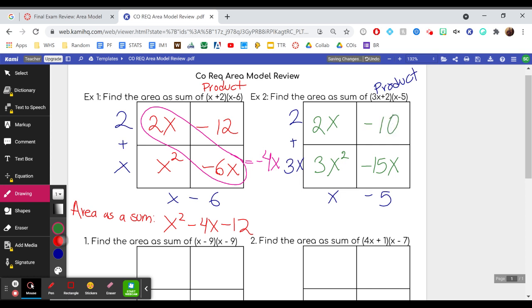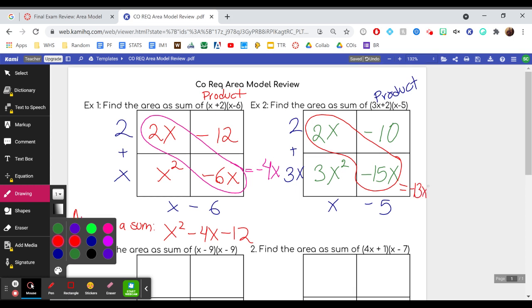So I have to identify my like terms, which are 2x and negative 15x. And that gives me negative 13x when simplified. So the area as a sum is 3x squared minus 13x minus 10.